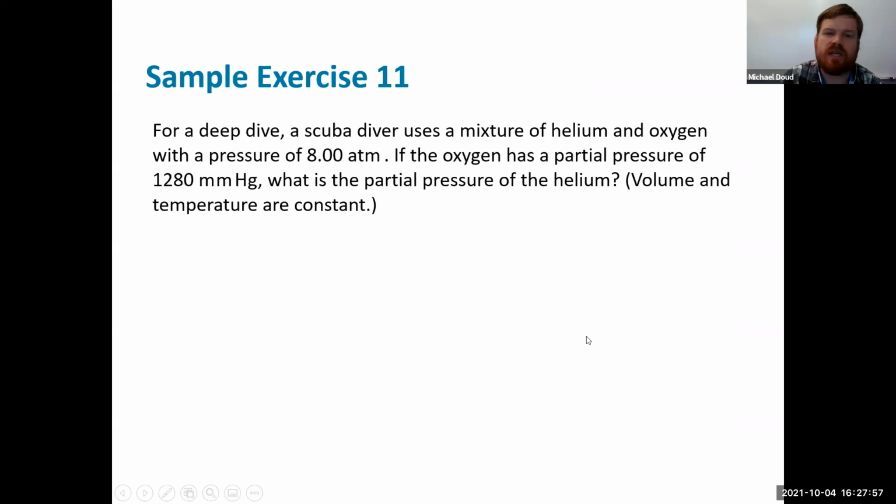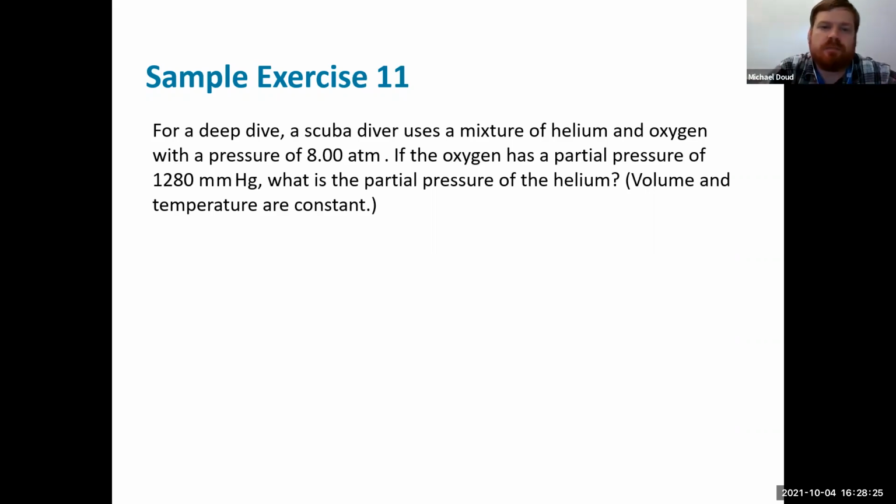Okay, now we're ready for the sample exercise. A lot of these are about scuba tanks because scuba tanks are one of the most important applied instances of partial pressure, so we talk about it a lot. Okay, for a deep dive, a scuba diver uses a mixture of helium and oxygen with a pressure of 8.00 atmospheres. If the oxygen has a partial pressure of 1,280 millimeters of mercury, what is the partial pressure of the helium? Volume and temperature are constant.